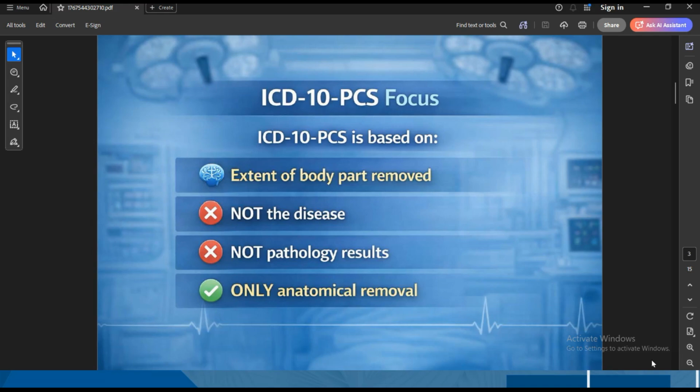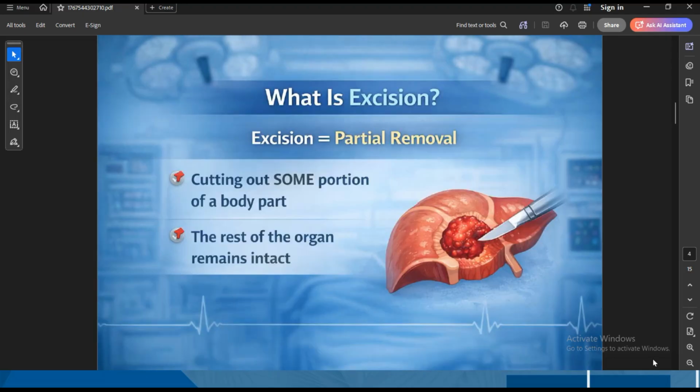So what is excision? Excision is equal to partial removal. Cutting out some portion of a body part is called excision, so the rest of the organ remains intact. Here, basically, only part of the diseased organ or portion is removed. The complete organ is not removed, and after performing the excision, the remaining organ is intact.